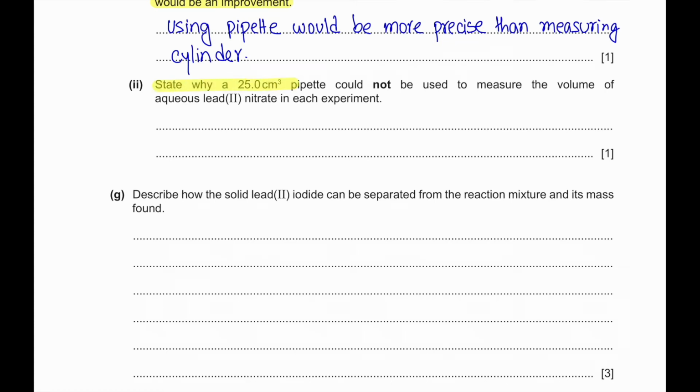Part 2. State why a 25 cm³ pipette could not be used to measure the volume of aqueous lead(II) nitrate in each experiment. Because we were using a variable quantity of lead(II) nitrate, and for that reason we cannot use a pipette, because a pipette measures only a fixed volume of 25 cm³.